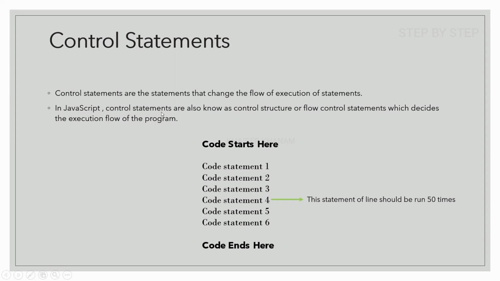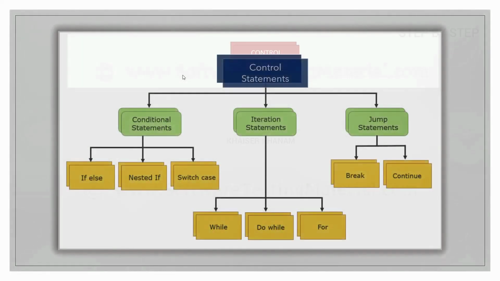And in JavaScript, control statements are also called control structures or flow control statements, which will decide the execution flow of the program. Okay, this is what our example tells. It just controls the execution of our code. Now here we have control statements. Inside these control statements, we have conditional statements, we have iteration statements, and we have jump statements.